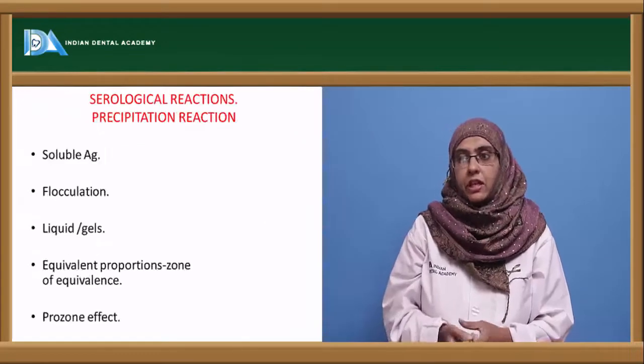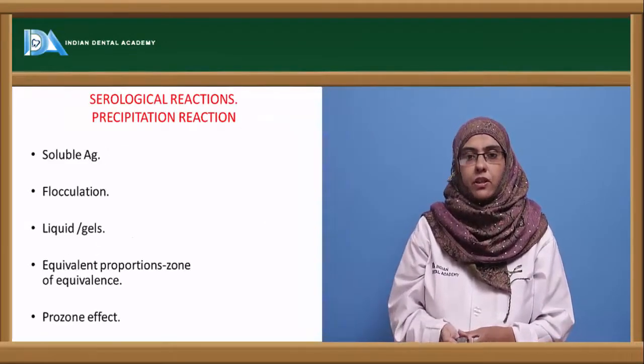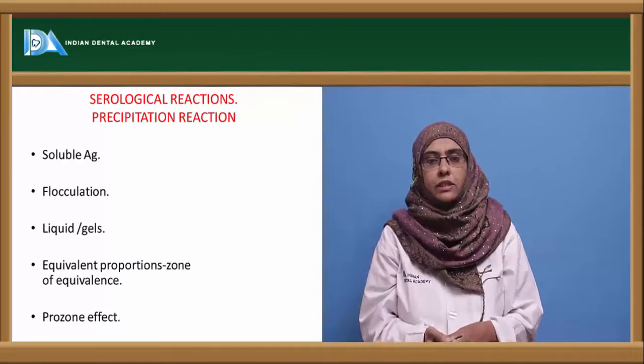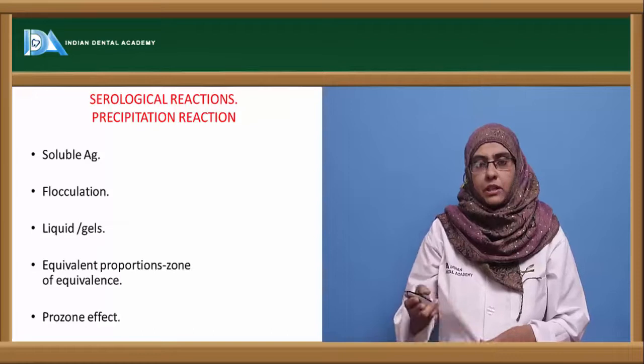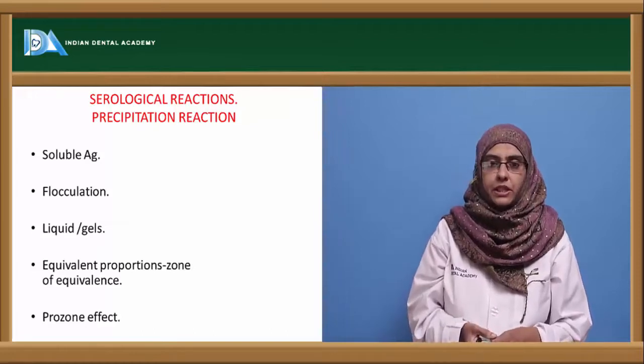So there are different types of antibodies that can mediate depending upon the antigenic determinants that are used in that specific reaction. Now there are different types of serological reactions that are carried out in the in vitro technique to identify either the antigen or the antibody. The first and foremost is the precipitation reaction.